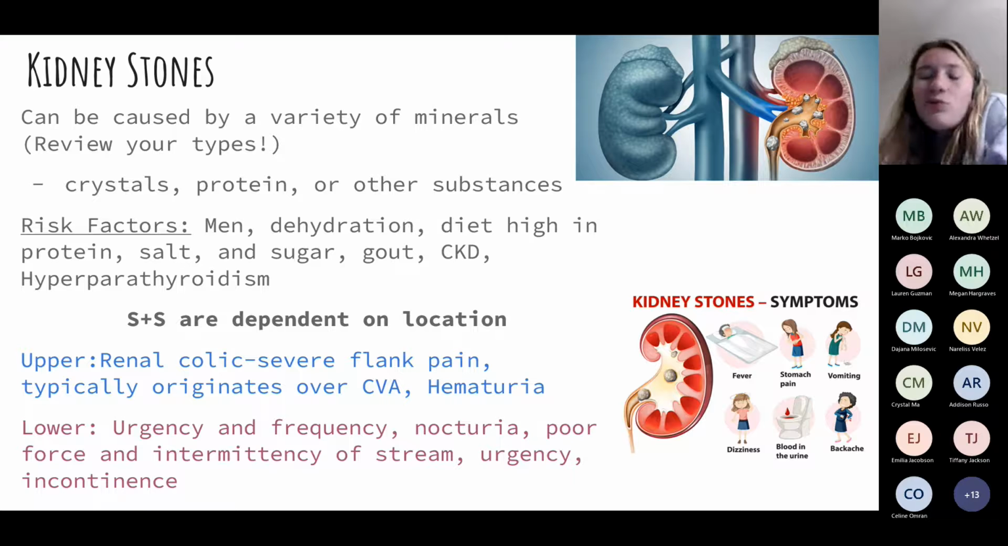So kidney stones, one of the most common causes of our upper urinary tract problems. I know Dr. Rinaldi provided you some PowerPoints with some awesome photos on different types of kidney stones. I would just review a little bit of that. But basically they can be composed of a variety of things. Our most common risk factor is going to be dehydration or a diet high in protein, salt, etc.